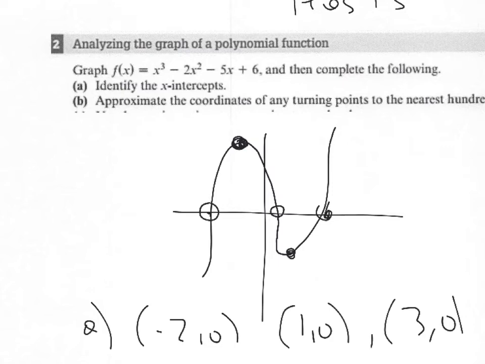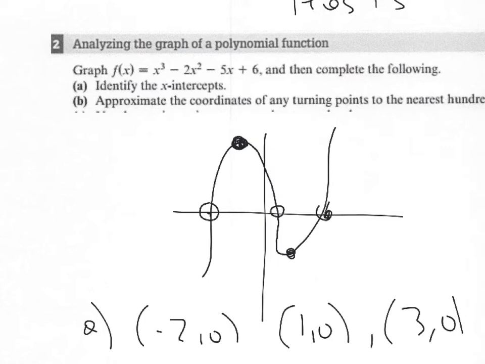And I don't know if you noticed in this case, did you notice I have 3 x-intercepts but 2 turning points? Okay, that's very important. It's always one less. I have 3 x-intercepts and 2 turning points. So what are the turning points?